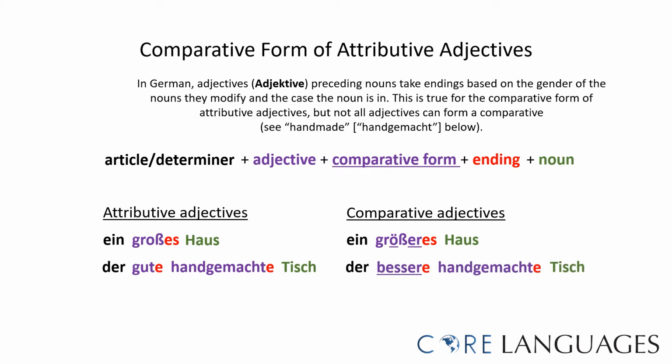Der bessere, handgemachte Tisch. We used besser, which is the comparative adjective of gut, and we added the ending e, which is the ending for a masculine nominative noun with a definite article. We left handgemachte the way it was in the first sentence because something cannot be more handmade.